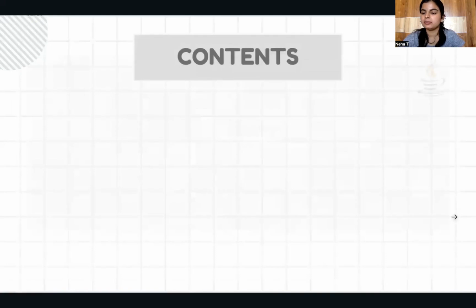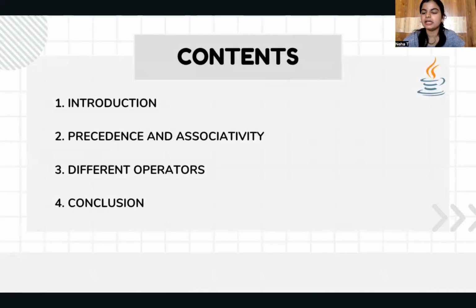In this video, we'll be seeing about the introduction, what is operators. Then we have the precedence and associativity. I'll not be going through the precedence and associativity, we just have a chart. And then we have different types of operators that we'll be looking into mainly in this video. After that, we'll conclude the video.